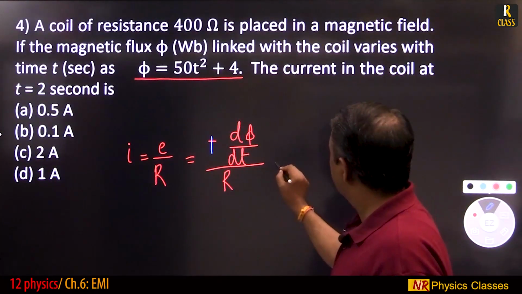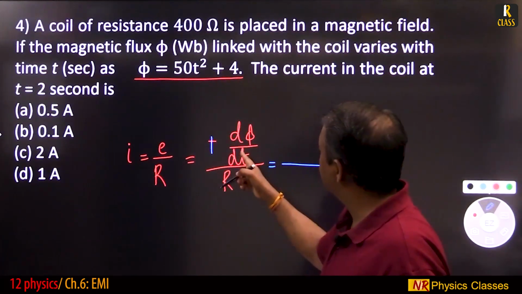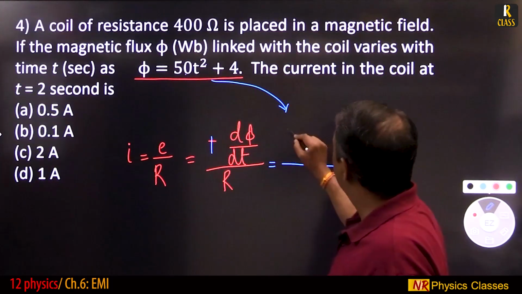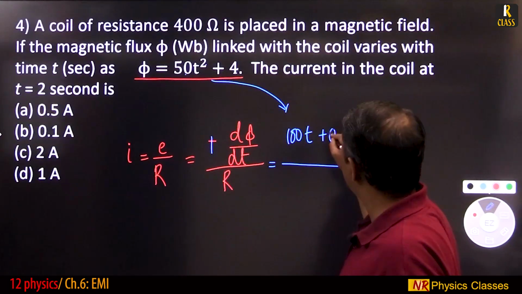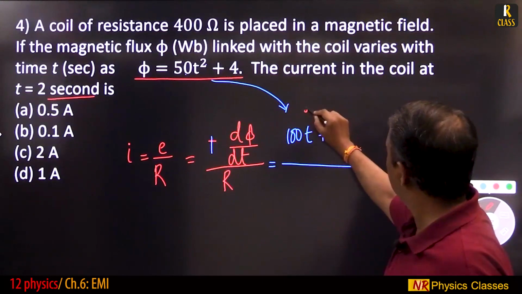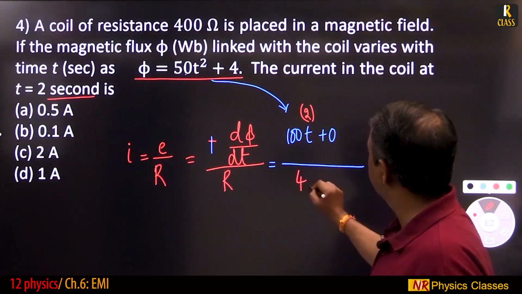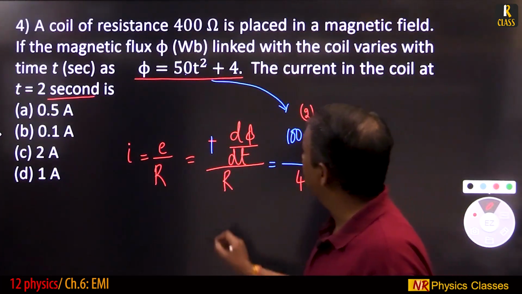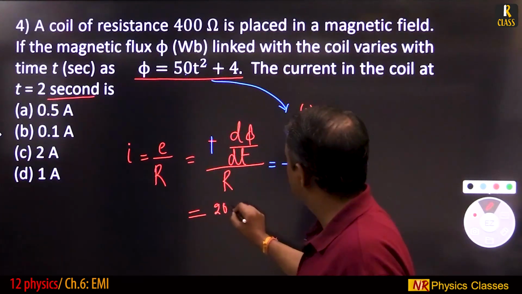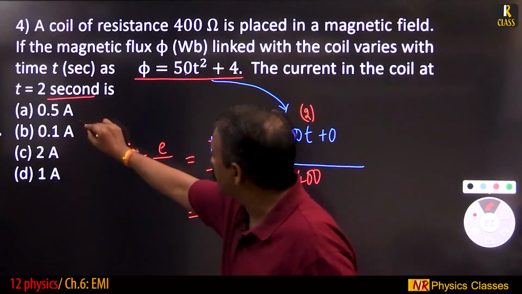d phi, the flux. So change in flux. You have to differentiate this with respect to time. So when you differentiate 50 t squared to 100 t plus 0, in 2 seconds, substitute t equal to 2. So it is 200 by resistance, which is 400. 200 by 400 is 0.5 ampere.